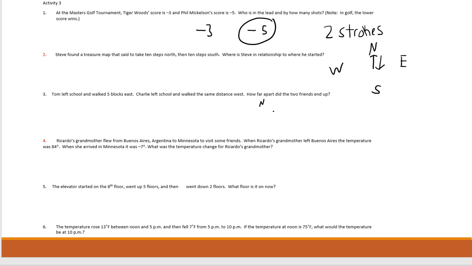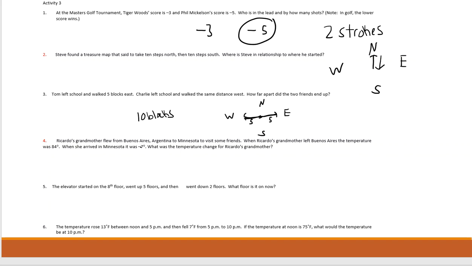So let's draw our little northeast, southwest here. Okay, so Tom left school, and so school's right here, let's say. He walked 5 blocks east. Charlie left school and walked the same distance west. So he walked 5 blocks west. How far apart did the friends end up? Well, we can say that this is 5, and then this is 5, and 5 plus 5 is 10. They ended up 10 blocks apart.